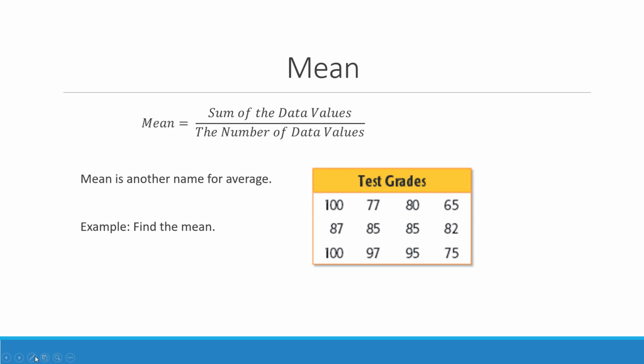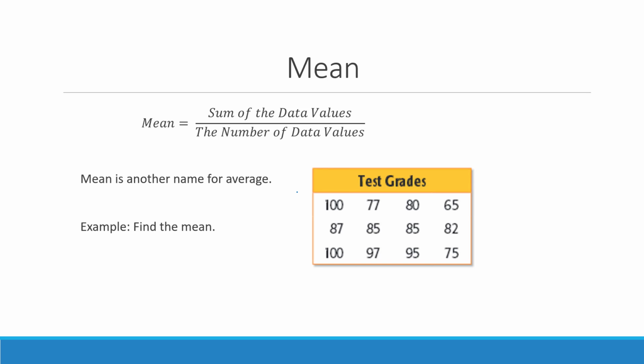The mean is the sum of the data values divided by the number of data values. You've probably heard it called the average. Typically, it's used with test grades. So, for example, if these were your test grades for a semester and you wanted to find the mean of them, we would take 100, 77, 80, 65, 87, and you don't have to put them in order, 85, another 85, 82, 100, 97, 95, and 75.